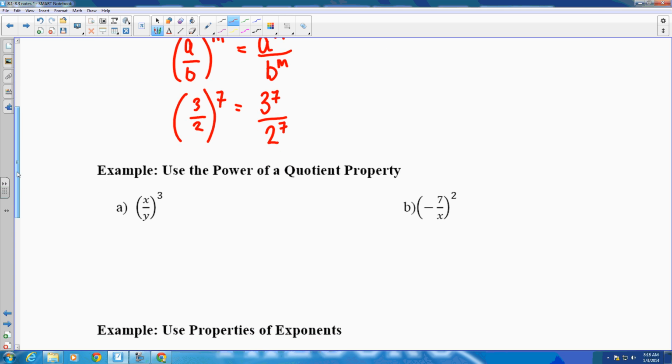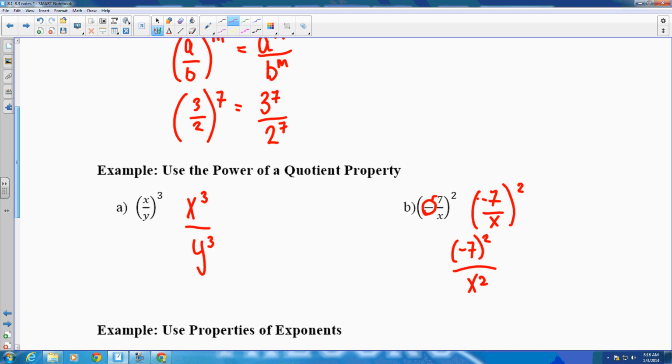So let's do some examples. A is just x to the 3rd over y to the 3rd. I'm just distributing that cube. On B, that negative needs to go somewhere. I would always include it with the top term. So that would be negative 7 over x, quantity squared. So on top is negative 7 squared over x squared. And similar to section 1, we can combine that number. So we can simplify that a little bit more. 49 over x squared.